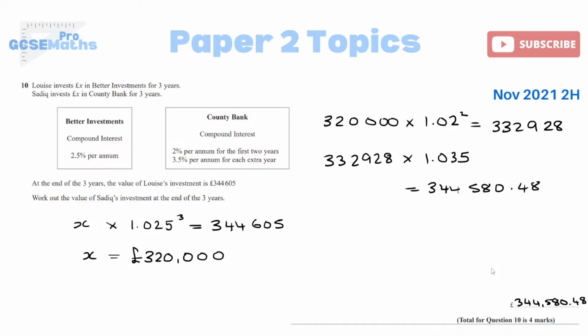How do we know Sadiq started with 320,000? Because do you see how they both started with X? That X represents the same number. If it wasn't the same number, they would have to use a different letter. And we worked out that Louise, because we used Louise's information to work out X, it was 320,000. And if Louise is 320,000, then Sadiq is also, because they're both X, and X is 320,000.